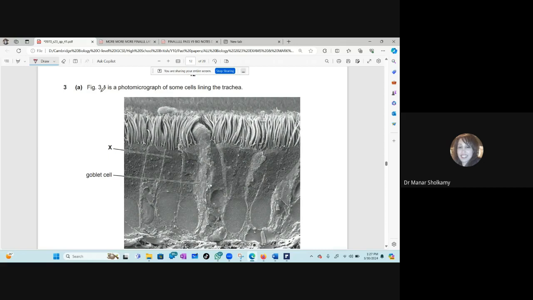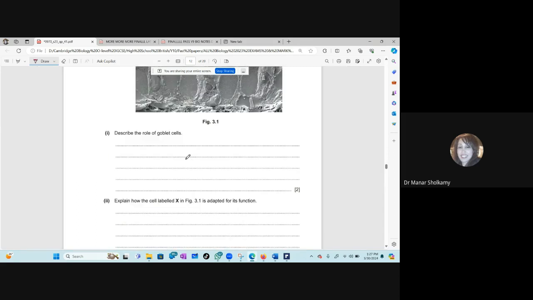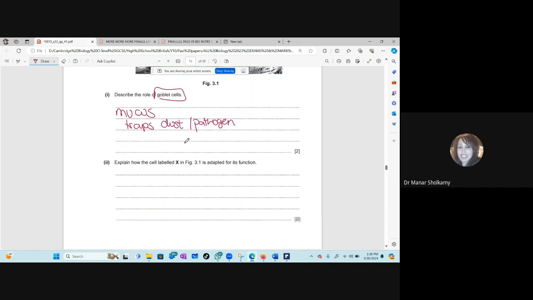Number 3, figure 3.1 is a photomicrograph of some cells lining the trachea. And this is a goblet cell. Describe the role of the goblet cell. 2 marks. Secrete mucus. Easy question. Of course, it secretes mucus. And what is the function of the mucus? Trap dust, bacteria, particles. Yes, very good. It will trap dust and trap pathogens or bacteria, protecting the respiratory tract.